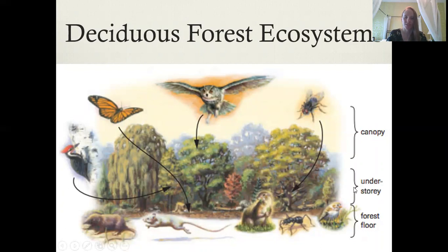So this is just kind of describing it. The reason our taiga doesn't have an understory, it just has a canopy and a forest floor, is because with coniferous trees, you tend to not have a lot of space between the forest floor and the start of your branches. You have a lot more of that space usually with deciduous trees.